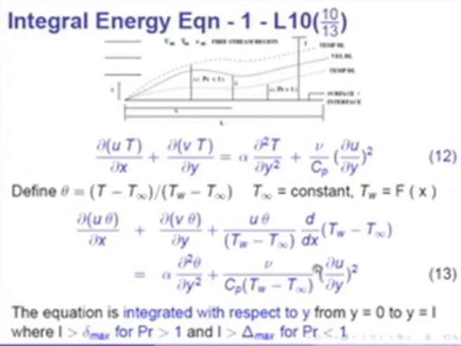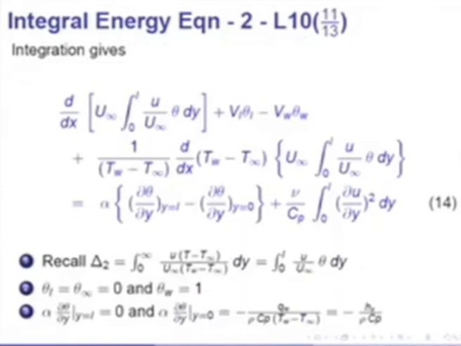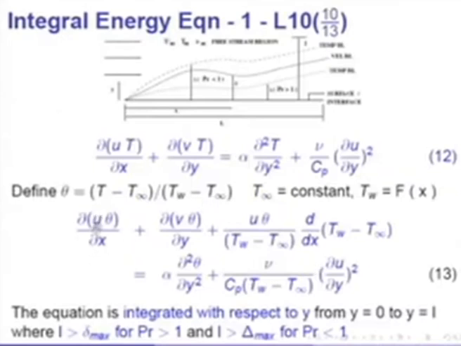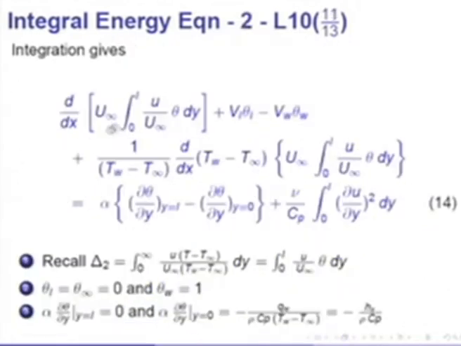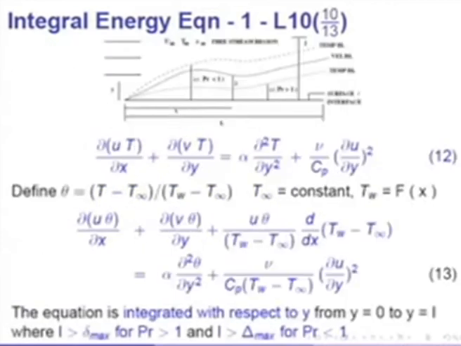So, let us do the integration on the next slide. You will notice that integration of this will simply become d by dx of integral u theta dy, and if I divide and multiply by u infinity, it will read as d by dx of u infinity integral 0 to L of u by u infinity theta dy. The integration of this term will simply give V L theta infinity minus V W theta W, and theta W, as you know, is 1.